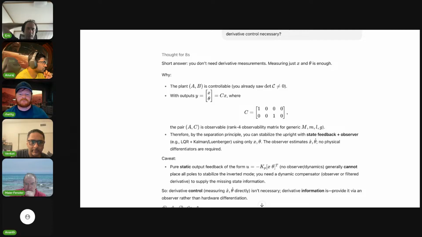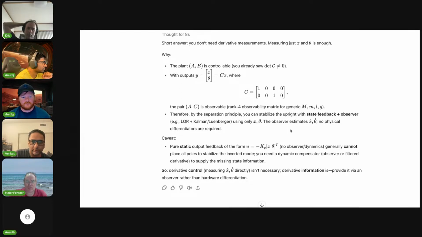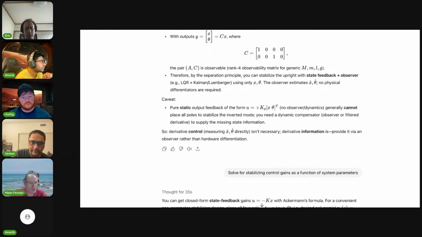Let's keep going. Okay, so the simplest way you can control these things is basic static feedback. This is the example you guys played with. This is in vector matrix form, but this is how you would represent trying to do just position and angle feedback. And as you can see, it's telling you that you cannot place all the poles to stabilize the inverted mode.